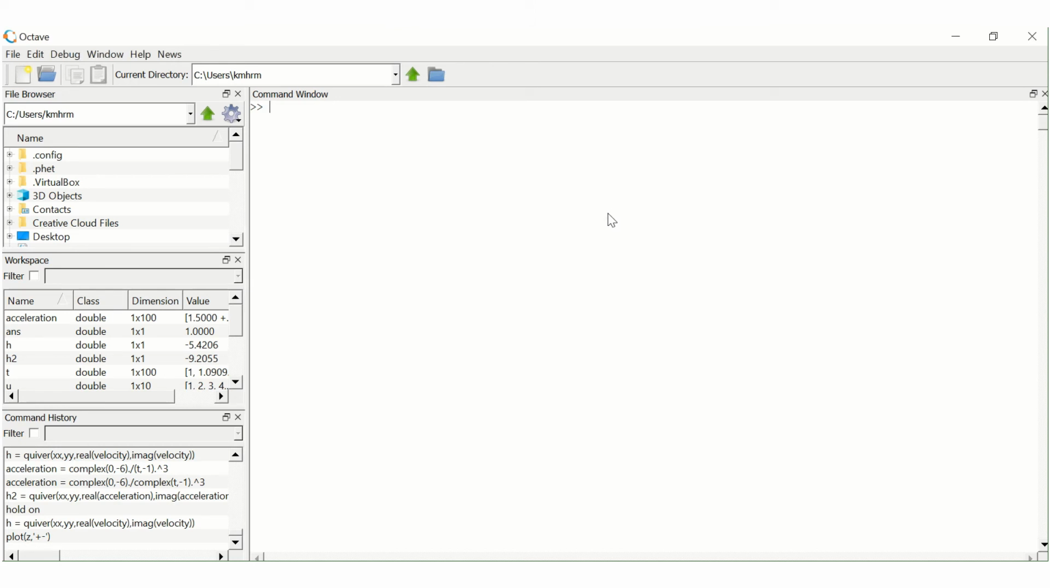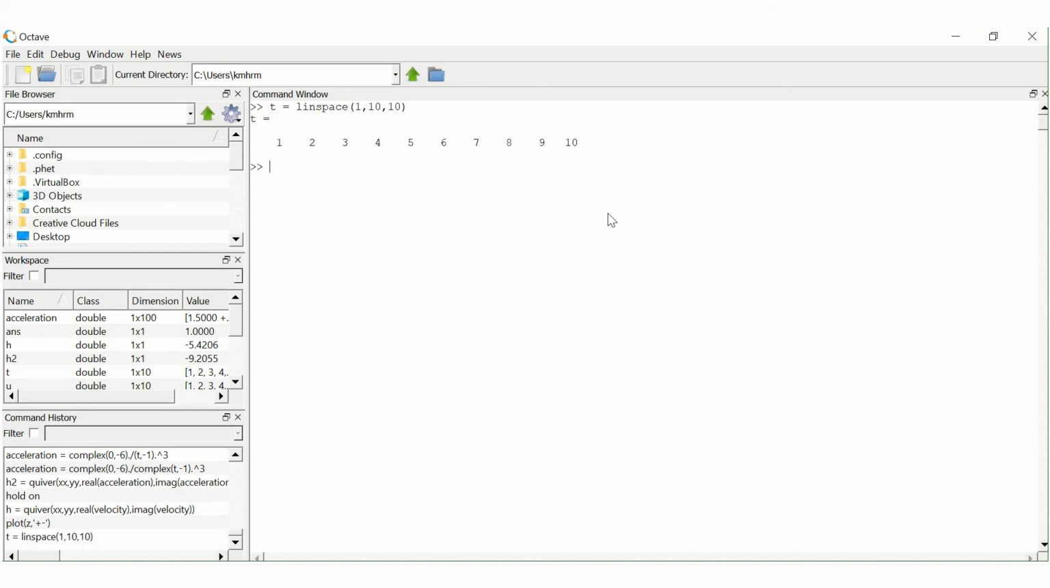So now we are in Octave again, and we know that we have the position as a function of time t, and now we need to give a value for t. So you need to give an array of numbers. In this case, we use t equals a linear space of 1 to 10. But let me just use a smaller set of data. So now you have t from 1 to 10. You have 10 sets of data here.